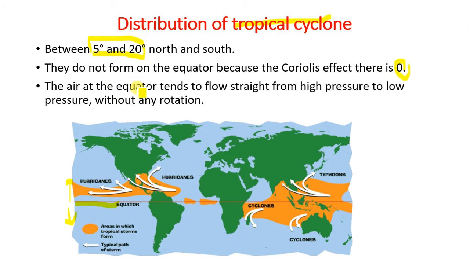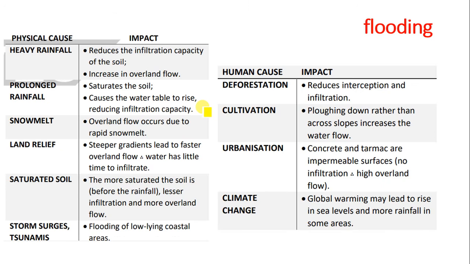Now, the air at the equator tends to flow straight from high pressure to low pressure without any form of rotation. So if you need to understand this, you can watch my video on weather, climate, and ecosystem in IGCSE geography. You will understand how the pressure belts work.